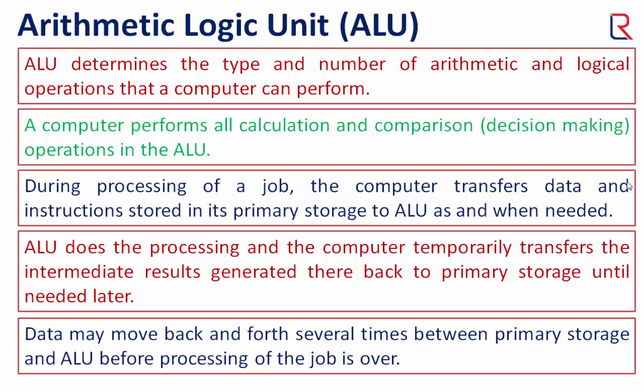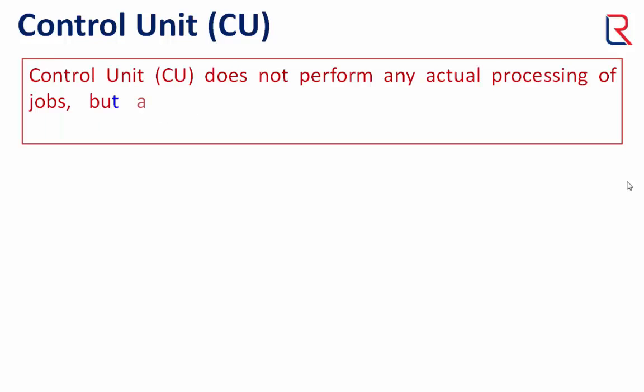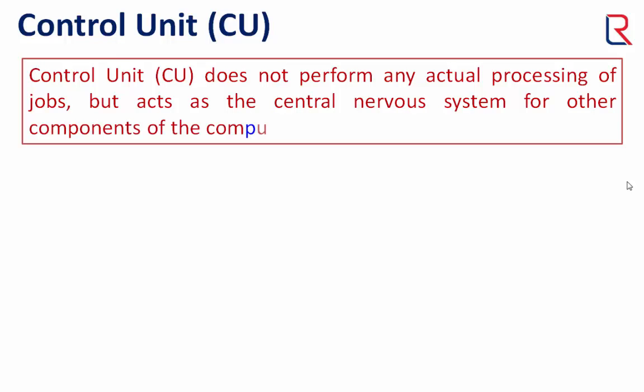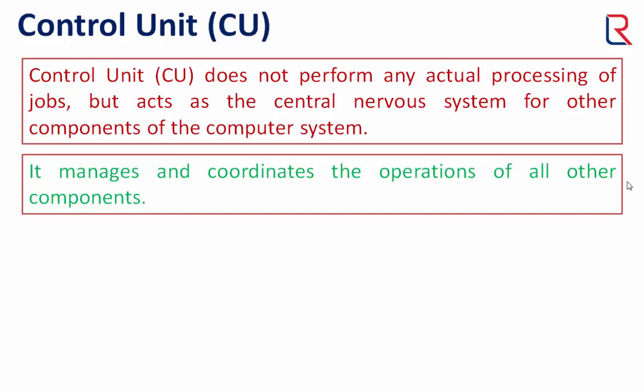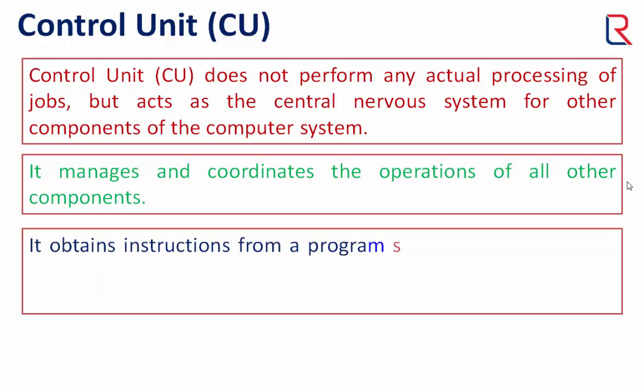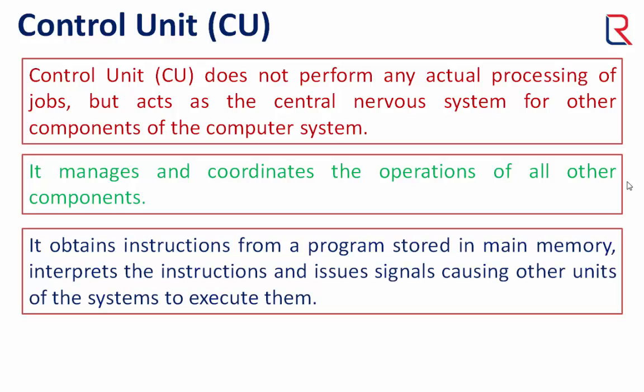Now it is time to see the control unit. The control unit does not perform any actual processing of jobs but acts as the central nervous system for other components of the computer system. It manages and coordinates the operations of all other components. It obtains instructions from a program stored in main memory, interprets the instructions and issues signals causing other units of the system to execute them.